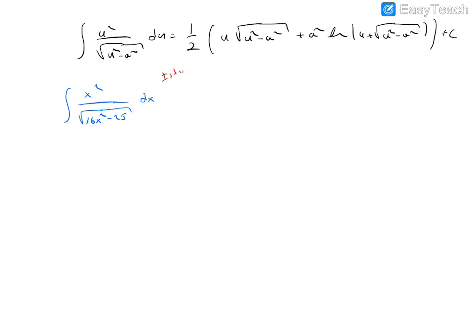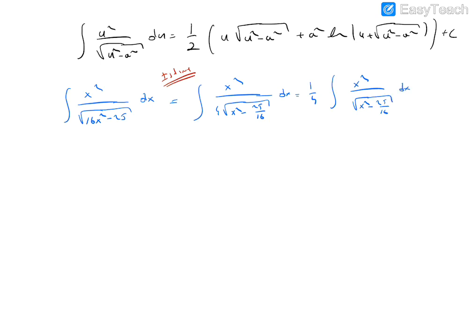That's right, this is the first way. But generally, we need the substitution, okay? This is easy. Without using substitution, you can calculate by taking 16 as a common factor in the parentheses: 4 x square minus 25 over 16 dx. So this is 1 over 4 integral x square over x square minus 25 over 16 dx. So here a is 5 over 4, okay?